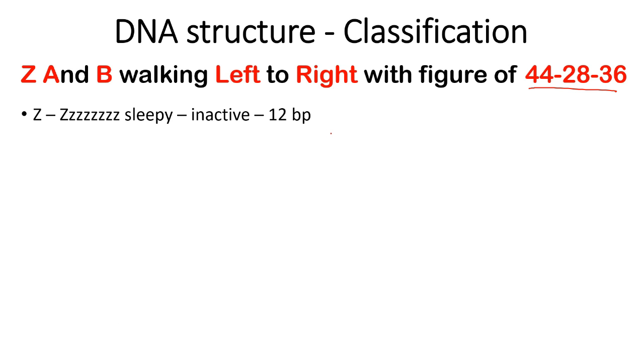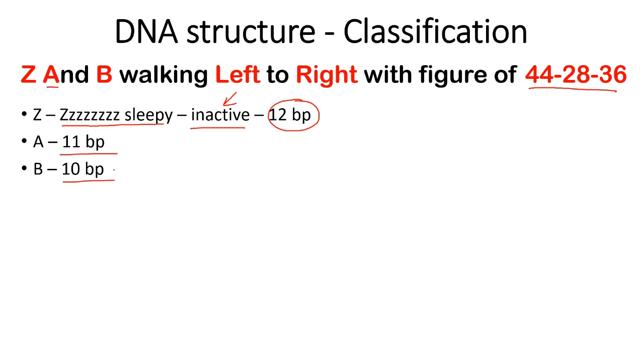What we want to construct here are some important features. Z starts with Z DNA, and Z also means sleepy. Z is always sleepy, meaning it is not an active form of DNA. It is an inactive form with 12 base pairs in every single turn. Then A stands for A DNA, with 11 base pairs, one less than Z. Then B DNA has 10 base pairs, one less than A. So Z has 12 bp, A has 11 bp, B has 10 bp.